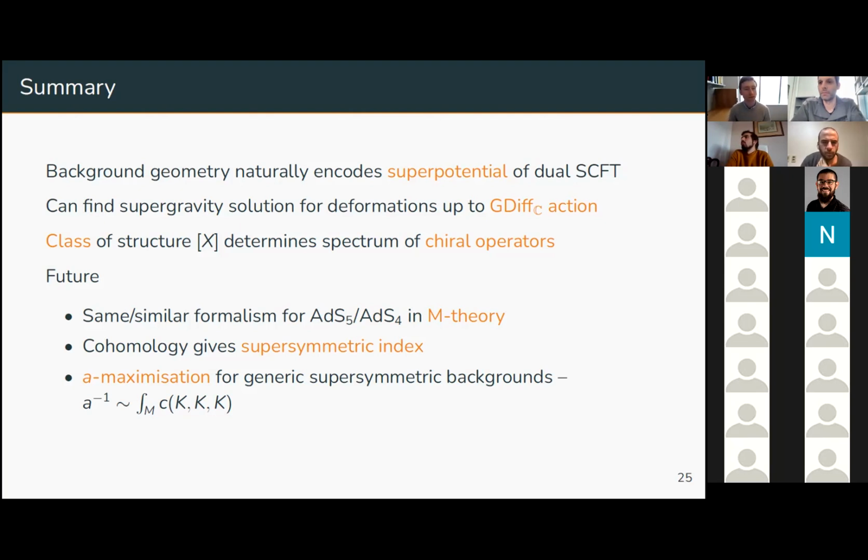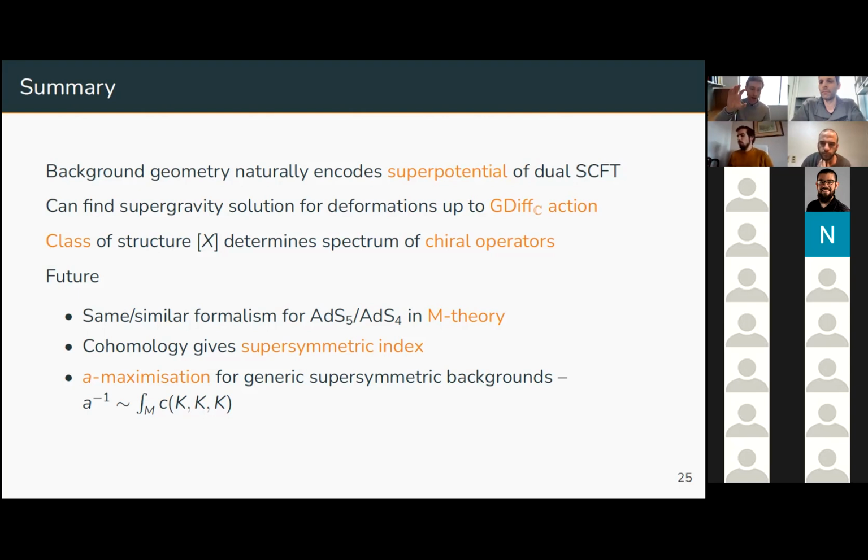Can I ask a question? This map is unique for any given solution of these partial equations. You get a unique full solution. Yes. So if the original background you started from, the undeformed background, has no isometries, then you get a unique solution up to the conventional action of diffeomorphisms and gauge transformations. So real diffeomorphisms and gauge transformations.